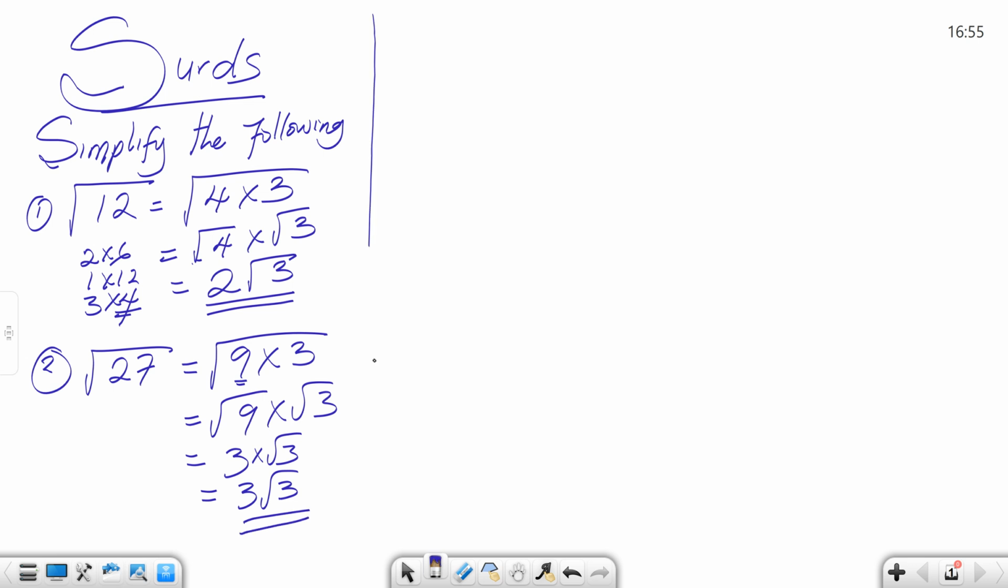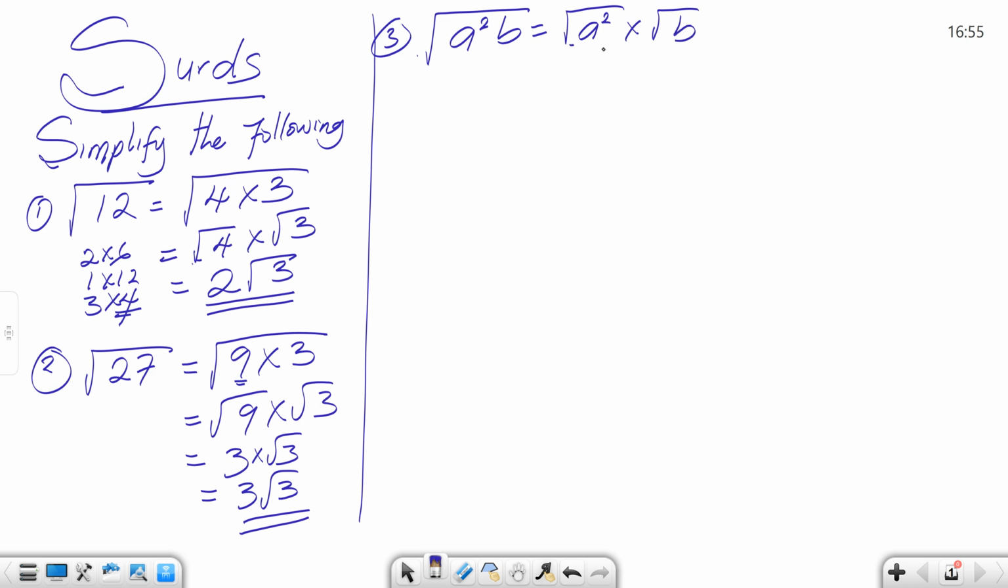So another typical example after this, let's look at it as number 3. Another typical example that we'll be looking into is, let's say we have root a squared b. So let's separate this. They are both letters. Here I have root a squared times root b. When I find the root of a squared, it's going to give me a, then root b. So that is the final answer to that.